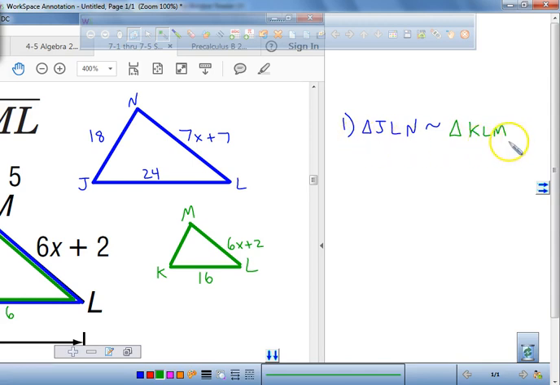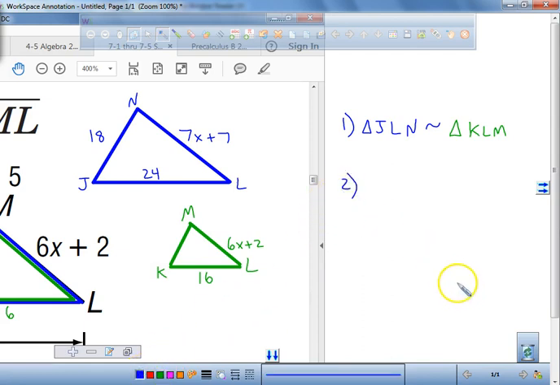So this is a correct similarity statement. If you didn't write this, you've got to make sure that your order is still the same as mine. I can't go from J to L to M and then say, I'm going to go from K, I just feel like going to N to L. It's got to be KLM. So that's step 1. Step 2, we're going to solve for x.